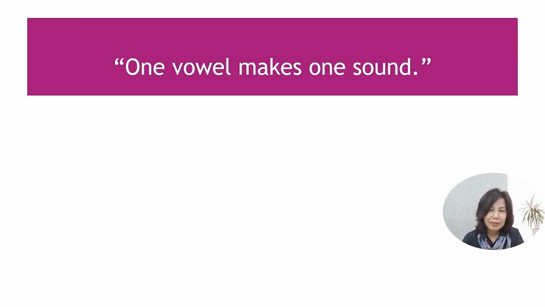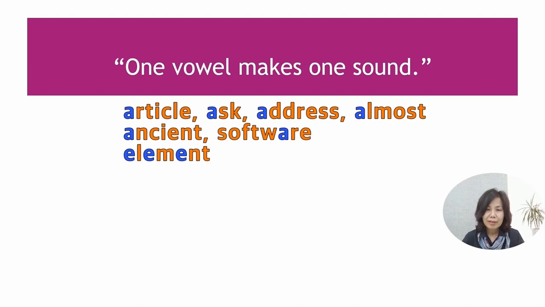As we looked at, some vowels are very hard in pronunciation and are not clearly distinguished from the others. However, there is a good news. One vowel makes one sound. This is a huge advantage for learners. As long as you memorize 21 vowels, there will be no problems when reading Korean. I mean, in English, for example, A makes various sounds, such as article, ask, address, almost, and even makes complex vowels like ancient and software. And in element, the three letter E have three different sounds. But in Korean, do not hesitate and just read what you see.